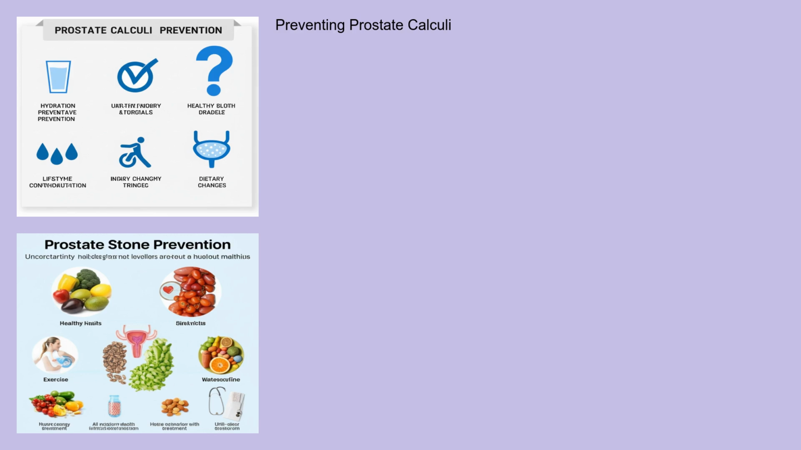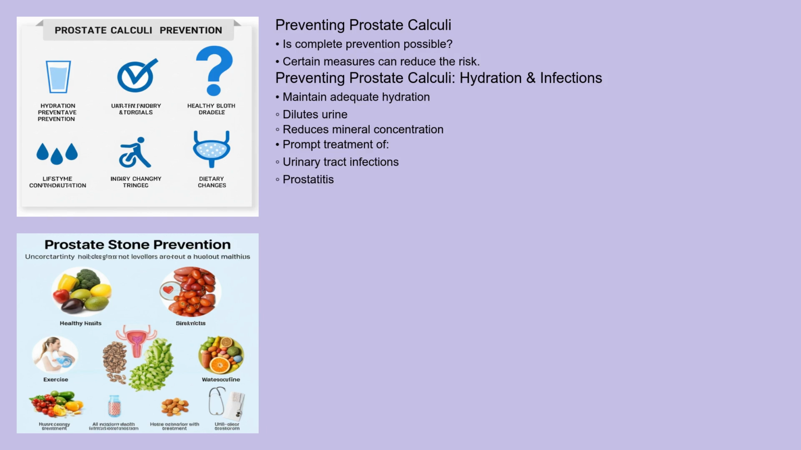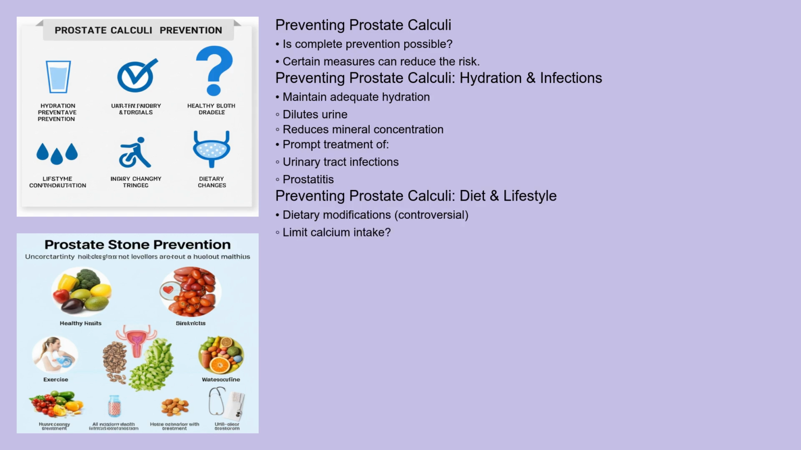Is there anything we can do to prevent prostate calculi? While complete prevention is not always possible, certain measures can reduce the risk. Maintaining adequate hydration helps to dilute urine and reduce the concentration of minerals. Prompt treatment of urinary tract infections and prostatitis is important. Dietary modifications, such as limiting calcium intake, may be considered, although this is controversial and should be discussed with a healthcare professional. Regular exercise and a healthy lifestyle can also contribute to overall prostate health.